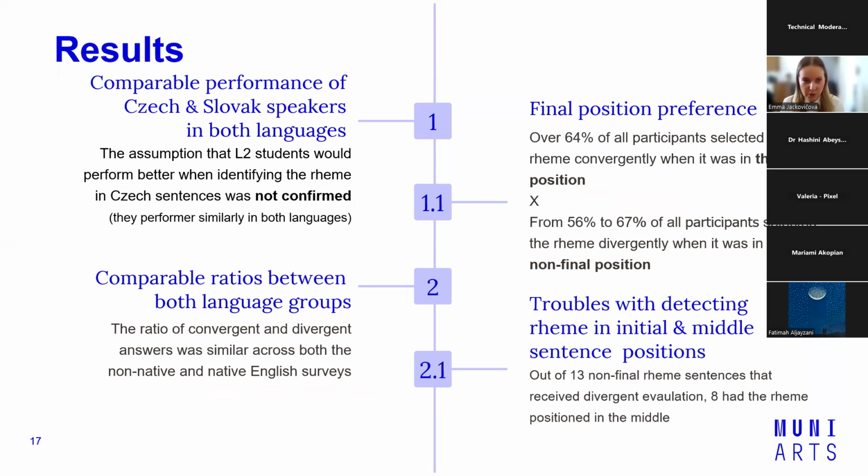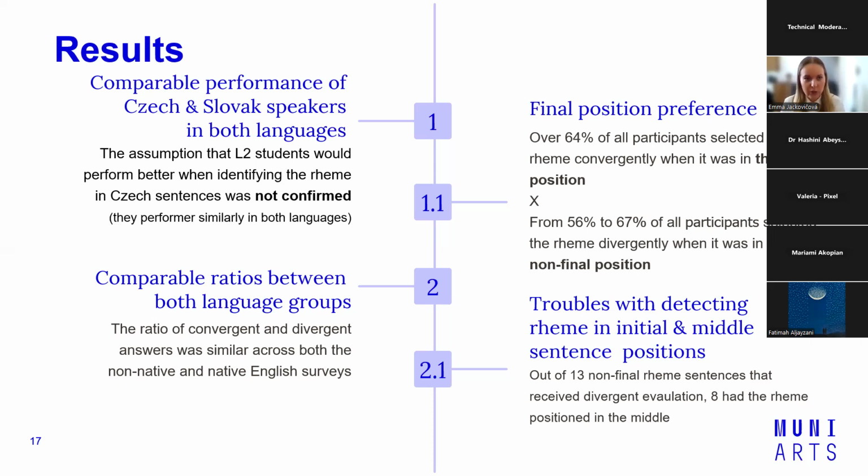Answering the first research question, we expected that Czech and Slovak participants would perform better with Czech texts. This assumption was not confirmed because their performance was comparable, almost identical across both languages. Also, regarding the first research question, participants in all groups showed a strong preference for selecting the final unit as the rheme. This reinforces the idea that final position bias is not solely due to Czech or Slovak language habits.